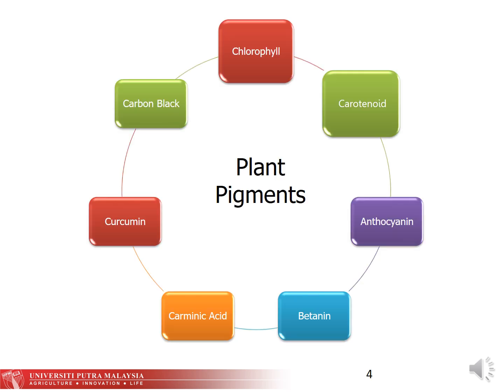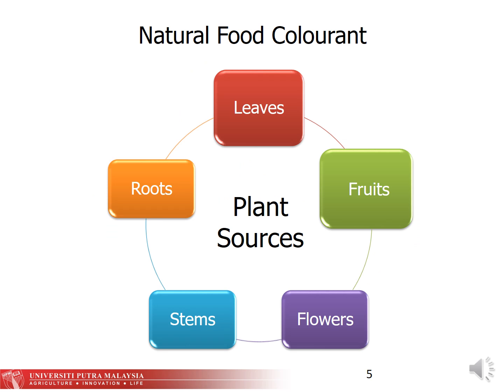Plants contain various types of pigment. They are chlorophyll, carotenoid, anthocyanin, betalain, carminic acid, curcumin, and also carbon black. The quantity of these pigments vary with plant species, maturity, and environmental conditions. These plant pigments vary in terms of colors. Thus, they can be used as natural colorant for food, cosmetics, and textiles. The plant parts which can be used as colorants are leaves, fruits, flowers, stems and roots.